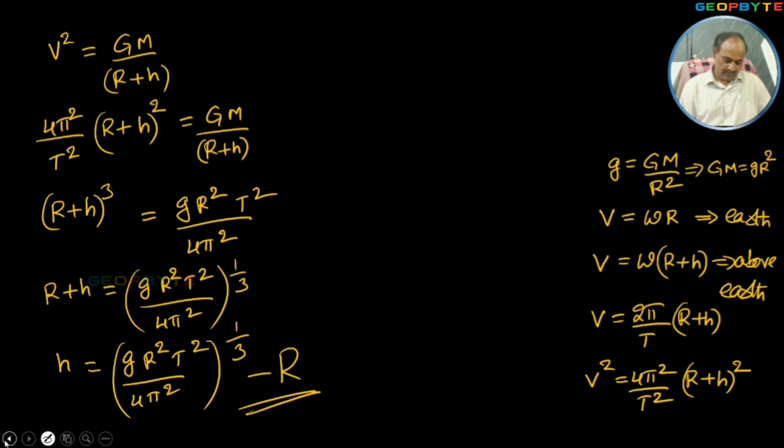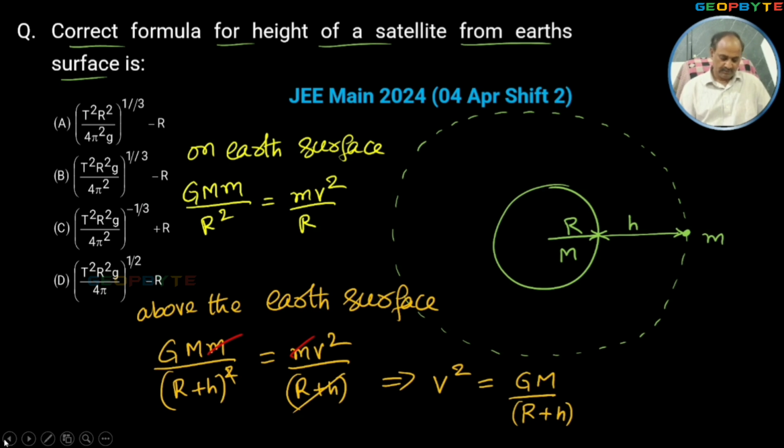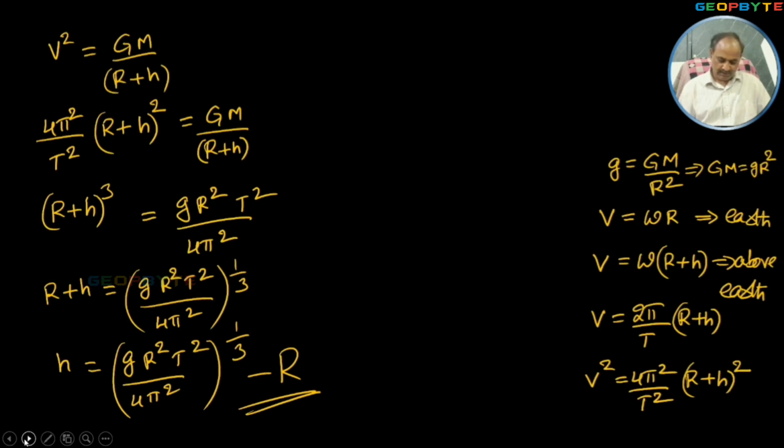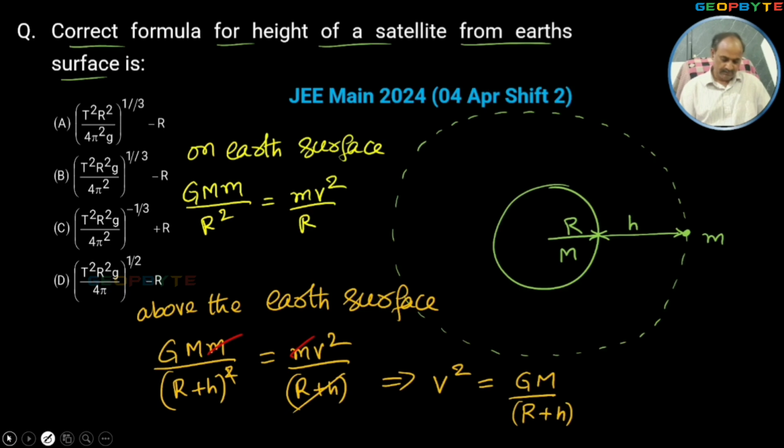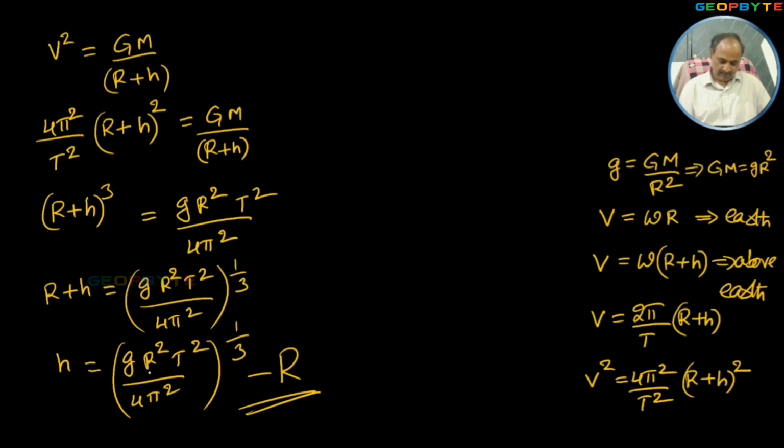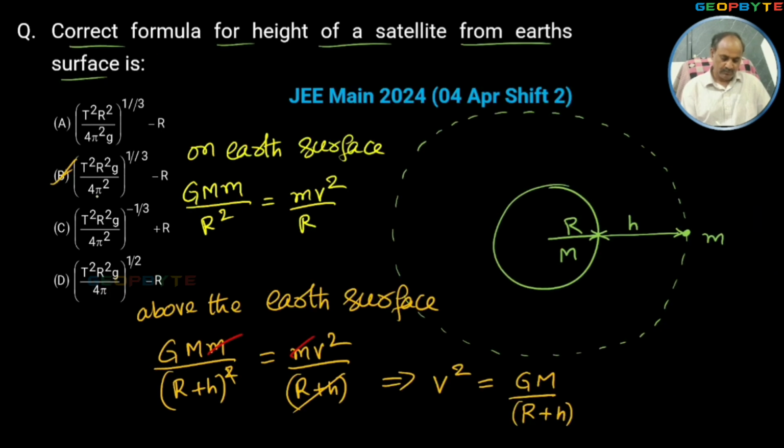Look at the options. G r square T square by 4 pi square whole power 1 by 3 minus capital R. Look at the option B, T square r square g by 4 pi square minus r. Yes, option B is absolutely correct. Understood clearly? Yes. Similarly, let us take another important problem.